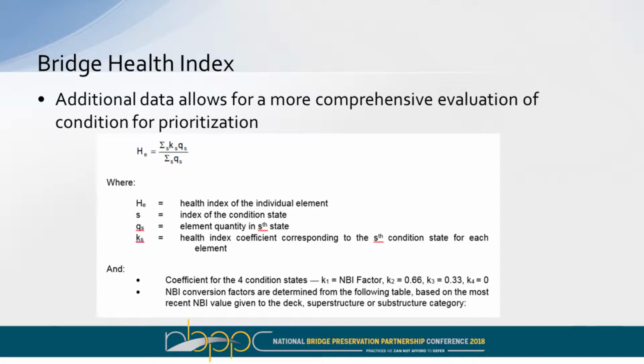So with our element level data, we've developed a bridge health index that compiles all of that data into one composite number for the entire bridge. It looks at each of the condition states for each of the elements and compiles it together, and then it lumps it by what the component is. So all of your elements within the deck get lumped together, all of the superstructure gets lumped together, and all of the substructure gets lumped together. And each of these get a weighting factor.